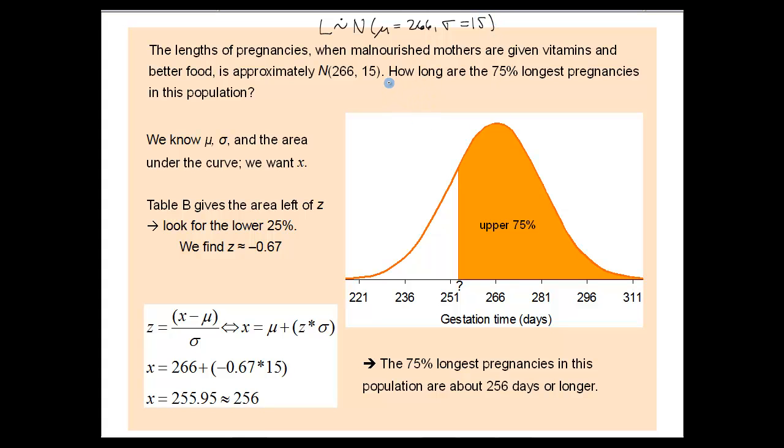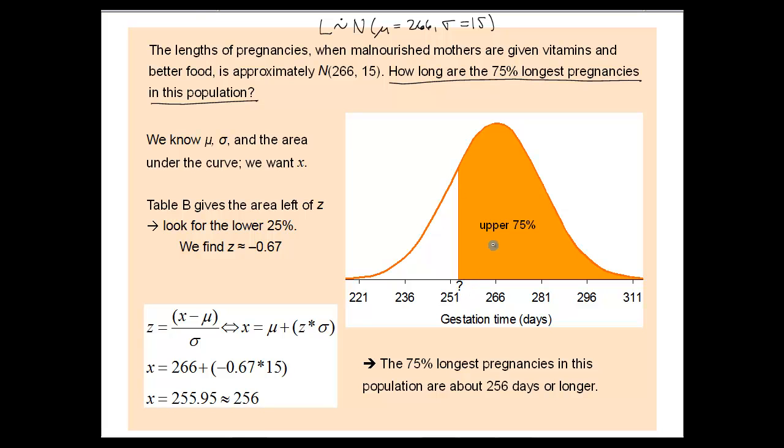It says, how long are the 75% longest pregnancies in this population? Well, if I have a mean of 266, 50% of the pregnancies will be more than 266, above 266. So if I want to find 75%, I know I'm going to have to go below the mean. Okay, so that tells me I'm going to shade in this particular region.